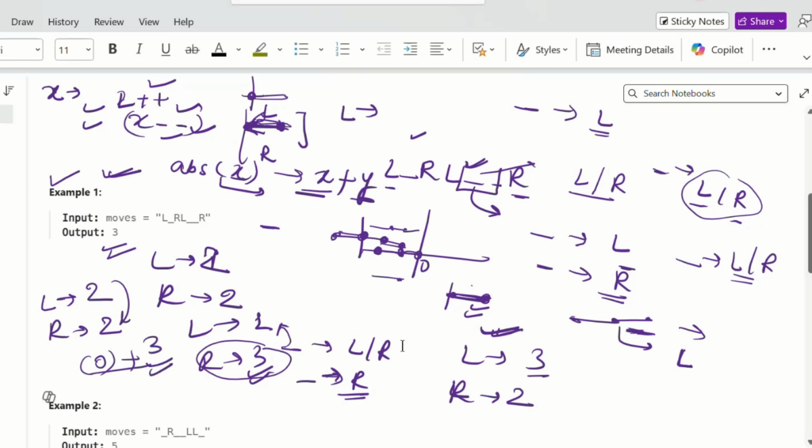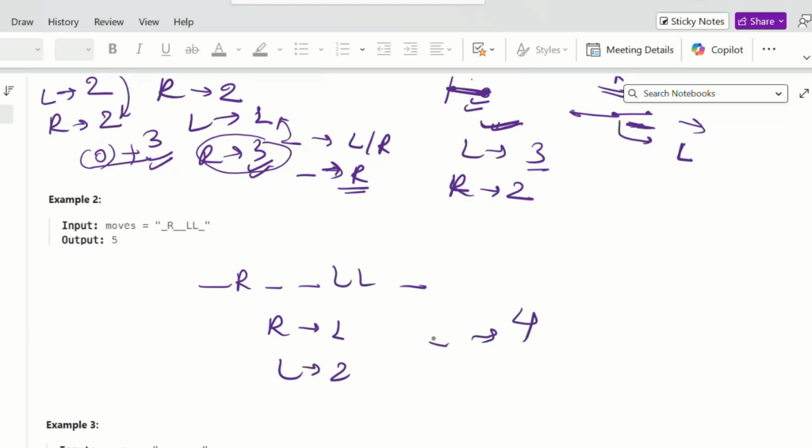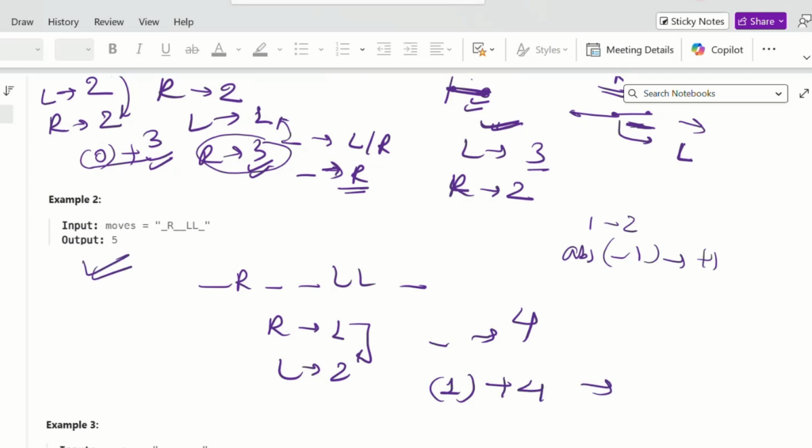If I move to the second example, dash R dash dash L L and dash. In this case, R is 1, L is 2, and we have 4 dashes. What is the absolute difference between L and R? It is 1, because if we do 1 minus 2 it will be minus 1, but we take the absolute, so it becomes positive. So positive 1 plus the number of dashes 4, we got the answer 5.